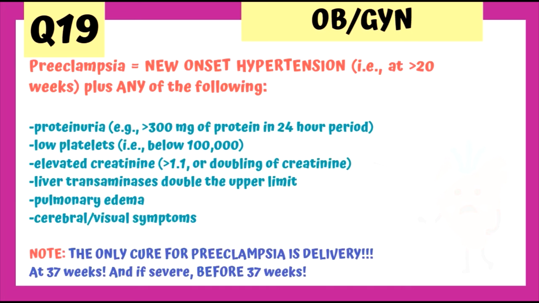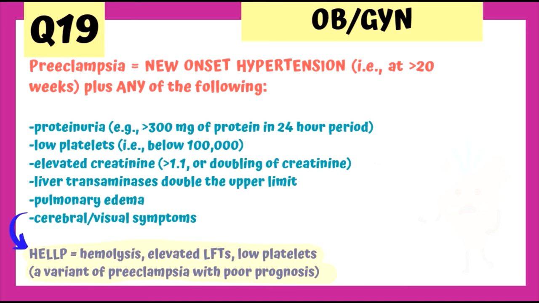The only cure for preeclampsia is delivery at 37 weeks, and if severe, before 37 weeks. And a little bit of HELLP syndrome on the bottom, what that is: hemolysis, elevated LFTs, and low platelets. And HELLP is actually considered a variant of preeclampsia with a poor prognosis.